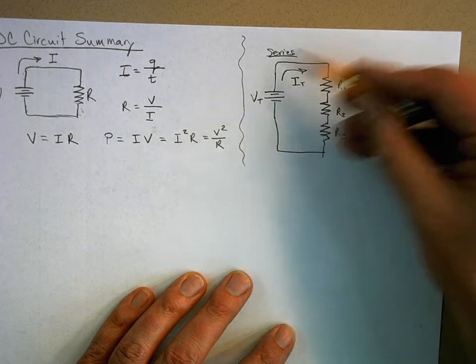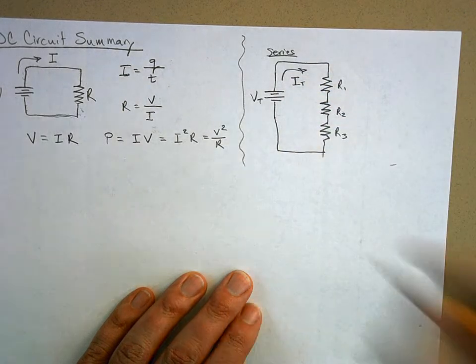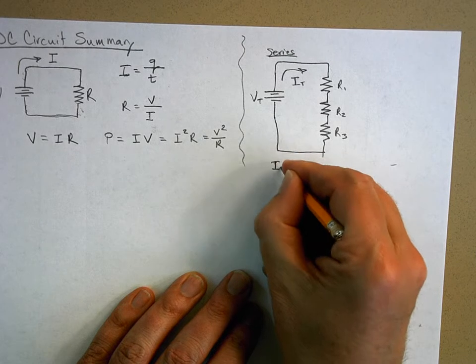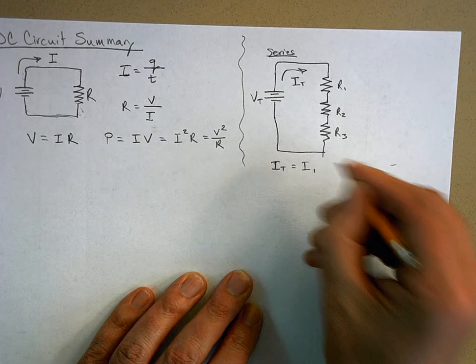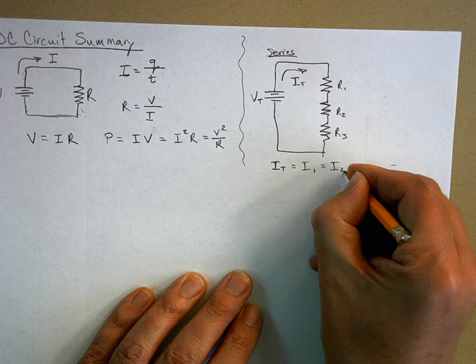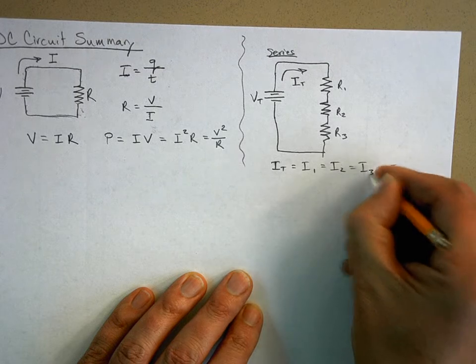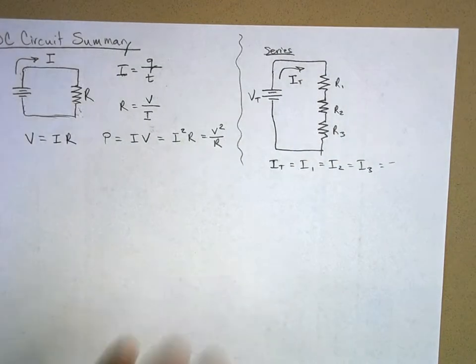It's a steady current. So the total current is going to be equal to the current through resistor 1 is equal to 2 is equal to 3. Or if I put more in series, it's just equal to all of them, right?